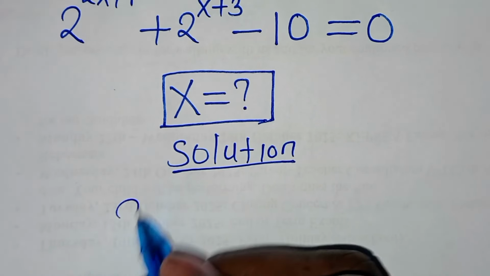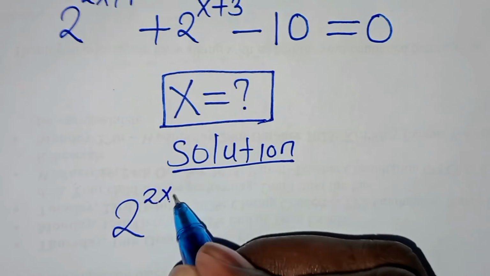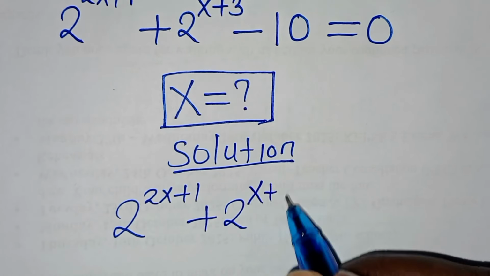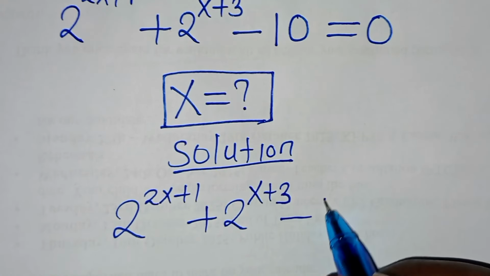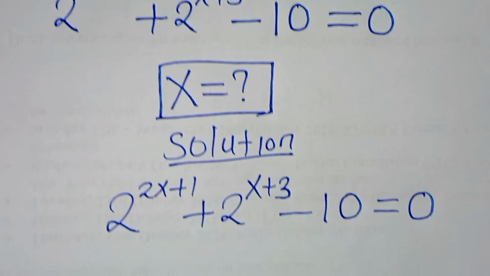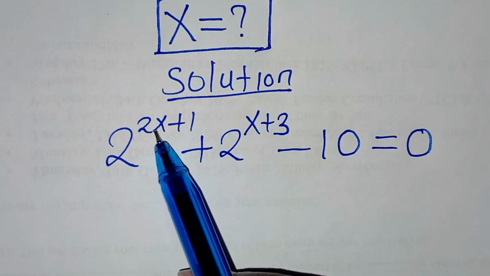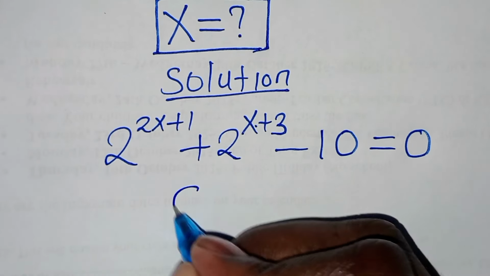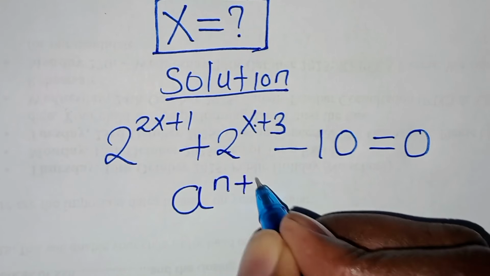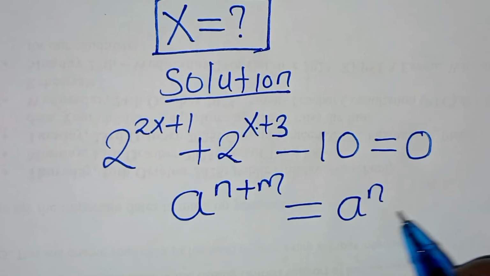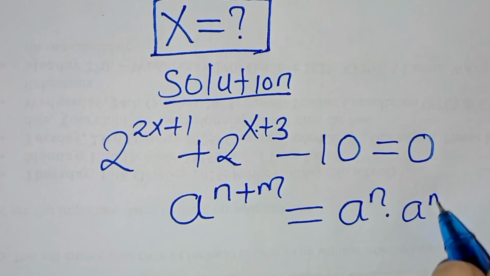which is, we have 2 to the power of 2x plus 1 plus 2 to the power of x plus 3 minus 10. This is equal to 0. So 2 to the power of 2x plus 1 and 2 to the power of x plus 3 are in the form of a to the power of n plus m, which we can express as a to the power of n times a to the power of m.